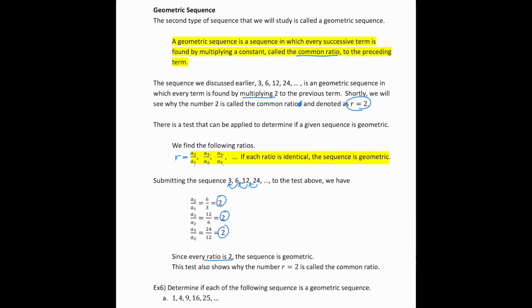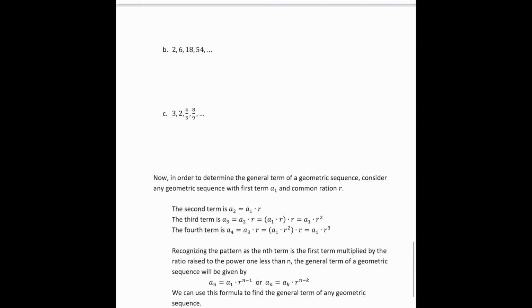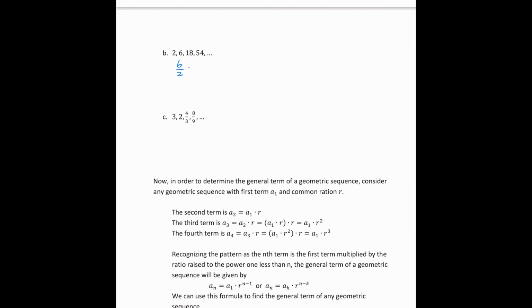So example 6. Determine if each of the following sequences is a geometry sequence. 4 divided by 1 is 4. 9 divided by 4 is not 4. So nope, this is not a geometry sequence. 6 divided by 2 is 3. 18 divided by 6 is 3. 54 divided by 18 is 3. So yes.